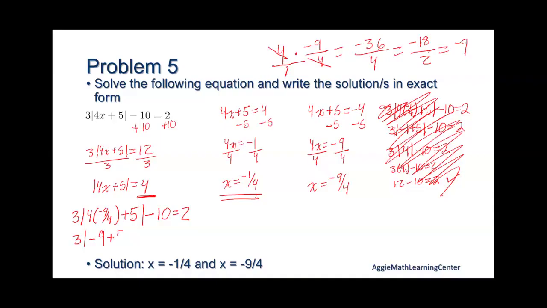Then we're going to add 5. Negative 9 plus 5 is going to equal negative 4, minus 10 equals 2. So what's the absolute value of negative 4? 4. So 3 times 4 minus 10 equals 2. 3 times 4 is 12 minus 10 equals 2. So that one works also. So we know they're both solutions.